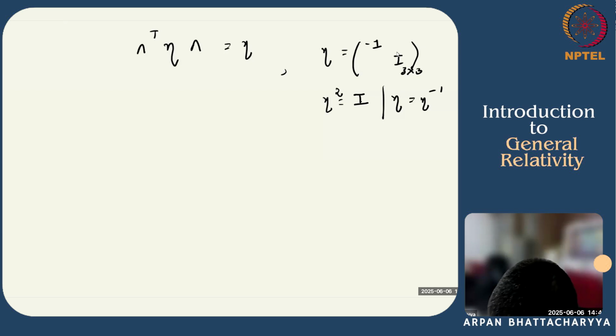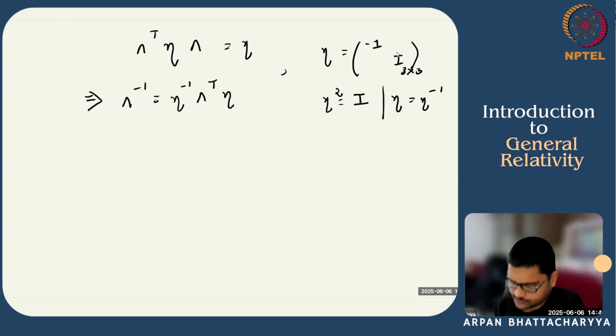So now if you can manipulate this equation and get an equation for inverse, which is basically inverse lambda transpose times eta. Basically, you multiply this side by eta inverse and this side by lambda inverse, and you get this. Now, this equation says that the components of lambda inverse are related to the components of lambda transpose. So let's see schematically how they look.